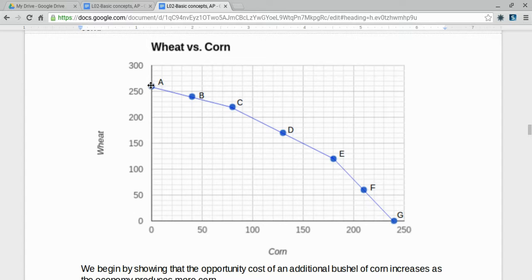That means the amount of wheat has got to go down from 260 to 220. We give up 40 bushels of wheat to get that 80 bushels of corn. If you take the ratio, the cost of 40 bushels divided by the gain of 80 bushels of corn means we're going to give up 0.5 bushels of wheat for every bushel of corn that we obtain. The opportunity cost of each extra bushel of corn is 0.5 bushels of wheat.